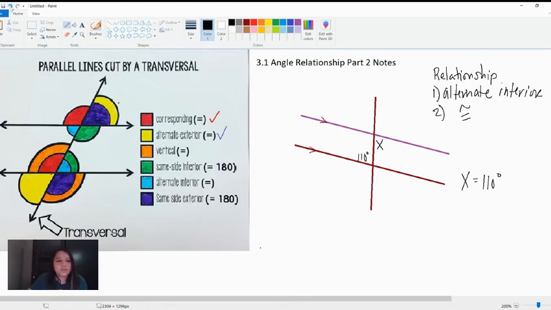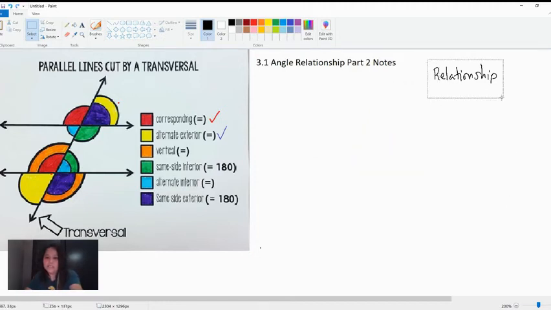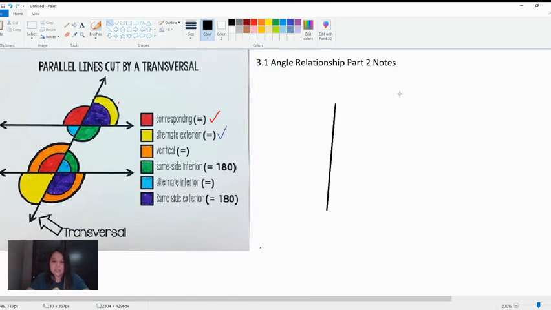All right, we're going to try another one. Now I'm going to erase this and draw it differently, just so that you have a different example, because they are not always going to look the same, but the idea is that they are very similar. So what if I had something that looks like this? Here are my two parallel lines, and they're cut by a transversal going this way.